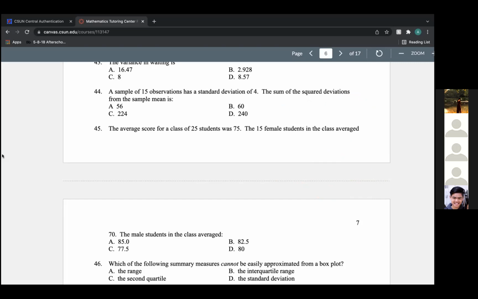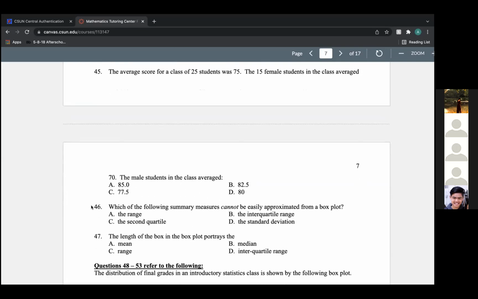45. The average score for a class of 25 students was 75. The 15 female students in the class averaged 70. The male students in the class averaged what? Well, let's see if we can do this just by a little bit of logic. If the overall average was 75 and a larger proportion of students than the ones that we're looking for scored 70, that means the weighted average of 75 has to have 70 as a stronger weight, which means the males should be further away than 80. So I'm gonna guess 82.5. That's gonna be my guess, 82.5.